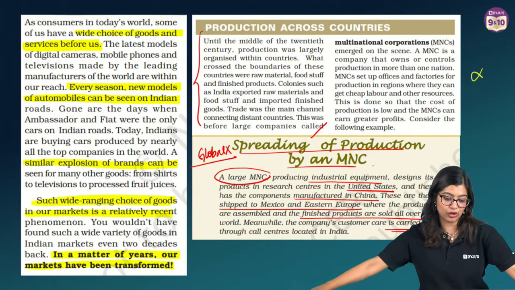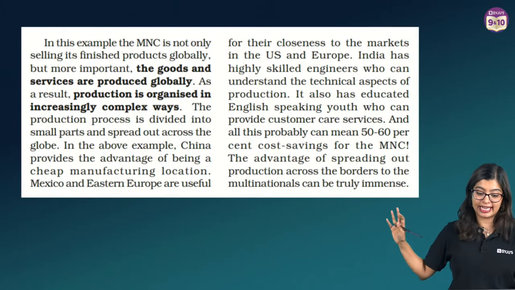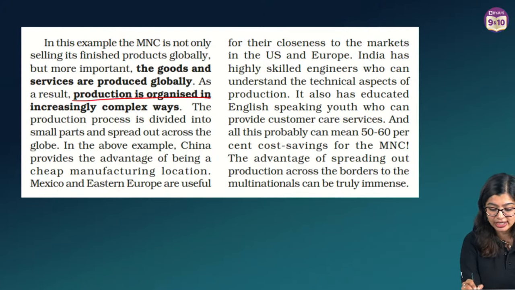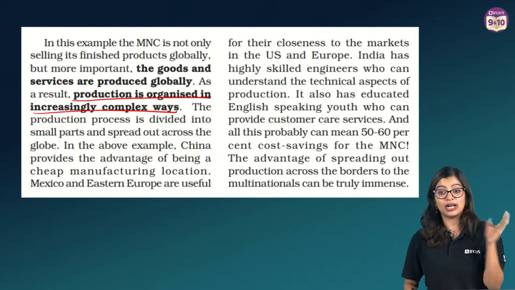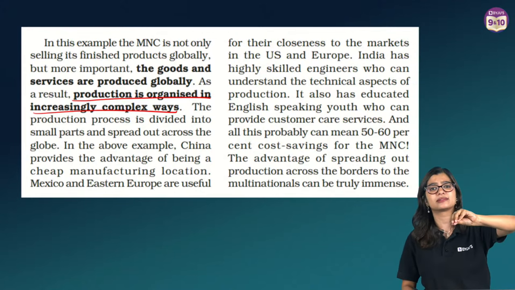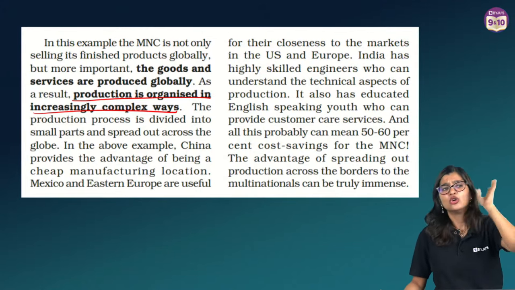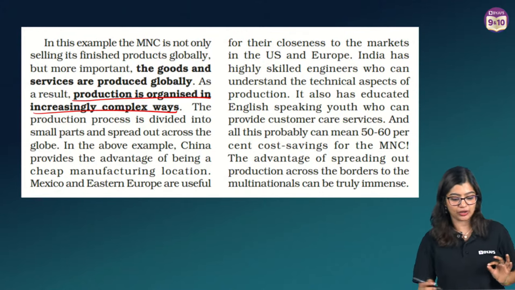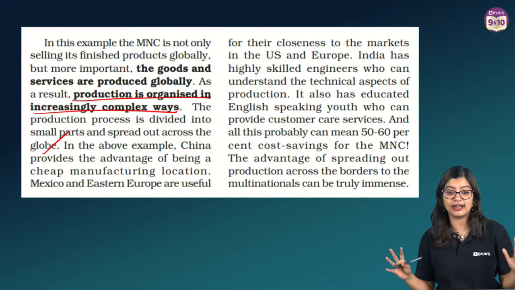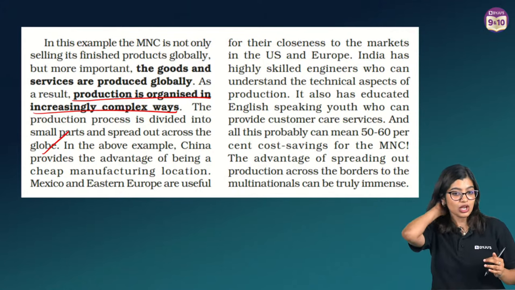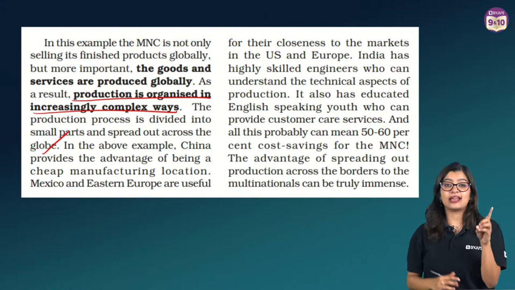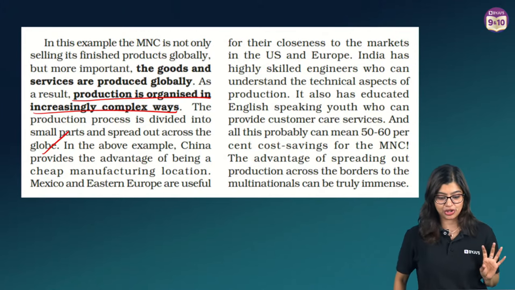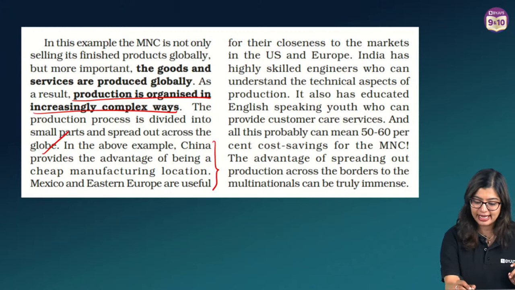So in this case, what do we observe? MNCs make it complex, right? Their production is very organized, but the organization is very complex. It's not a straightforward thing, where you make, you buy, you sell. No, it is highly complex in this particular case so that it can be spread across the globe, right? See, even if it is an Indian-based one, it could be manufactured in a different part of the region, right? Now, this is an example that they have given.